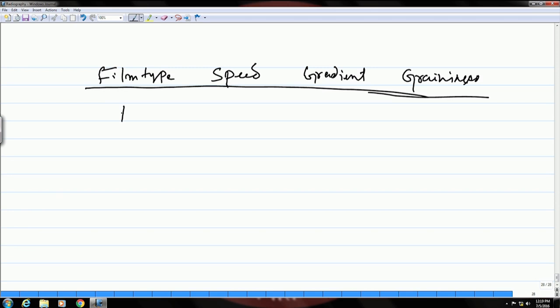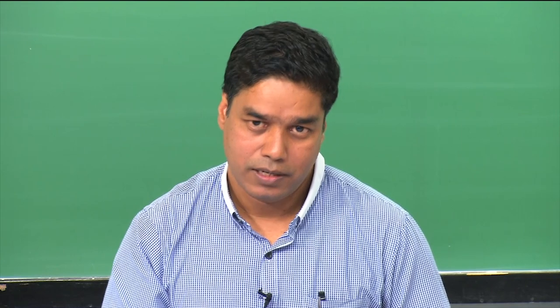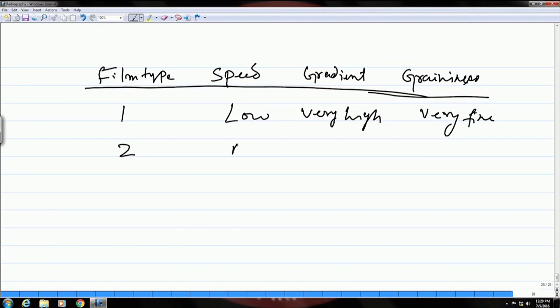So, for type 1 film, the speed is low, gradient is very high, and the graininess is very fine. Okay, so although the speed is low, the gradient is very high, and the graininess is also very fine. So, that tells you that for a type 1 film, the quality of the image will be good. Okay. For film type 2, the speed is medium, gradient is high and the graininess is fine.